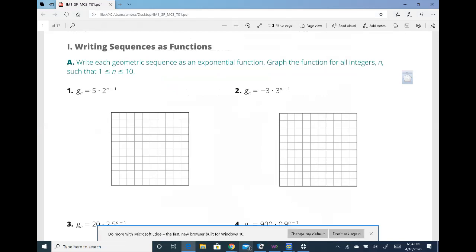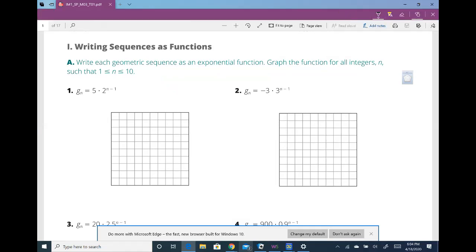Okay, very, very important to read the directions, see what we're doing. So it says write a sequence as a function. Write each geometric sequence as an exponential function, graph the function for all integers n such that 1 is less than or equal to n and n is less than or equal to 10. Okay, so the first thing we want to do is change this sequence into an exponential function. Right now as it is, it's a geometric sequence.